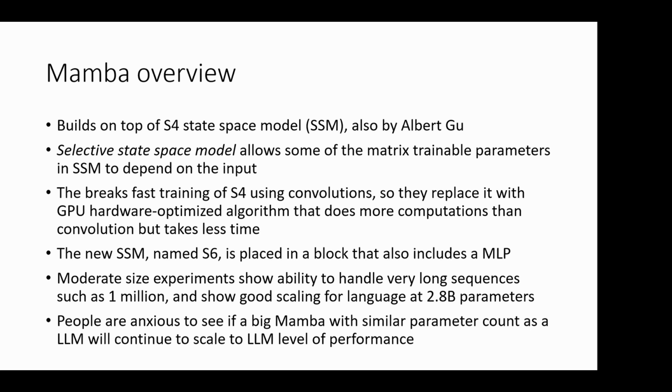So this new state space model is S4 plus. It does this parallel scan thing, and it does this selectivity thing. So he calls it S6. It's got 2 more S's.